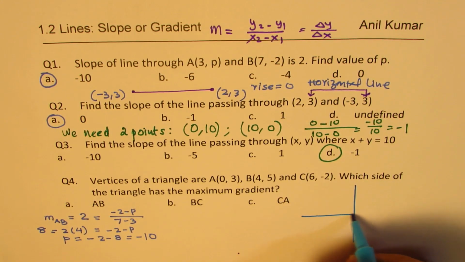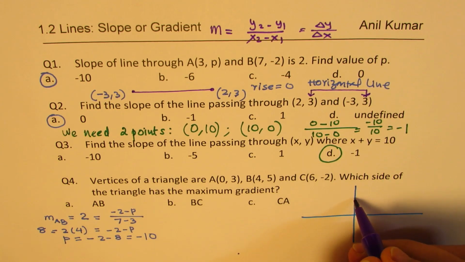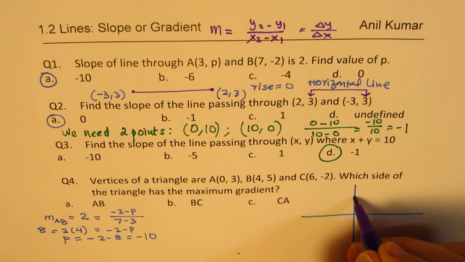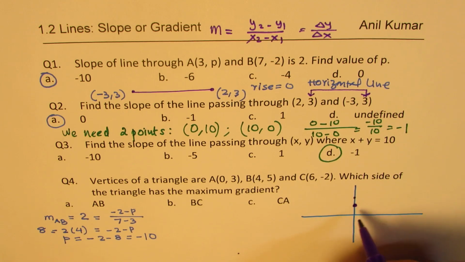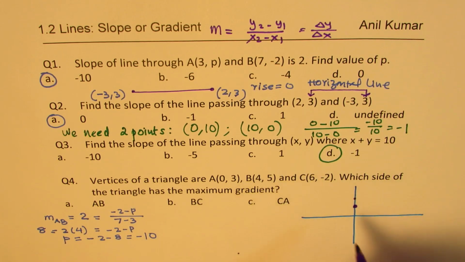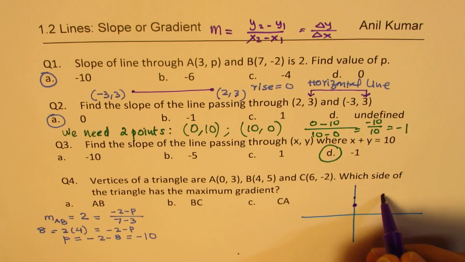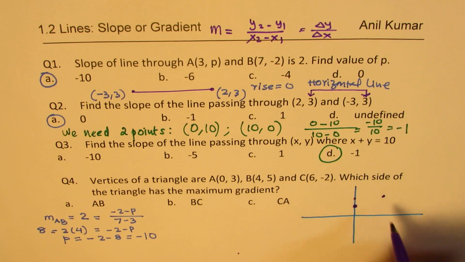The other thing which you could do here is sketch. So we have (0, 3). So (0, 3) means a point is, let's say here, (0, 3), since those are big values. So this is (0, 3). Then we say (4, 5), let's say here. And then we are saying (6, -2). (6, -2) is here.